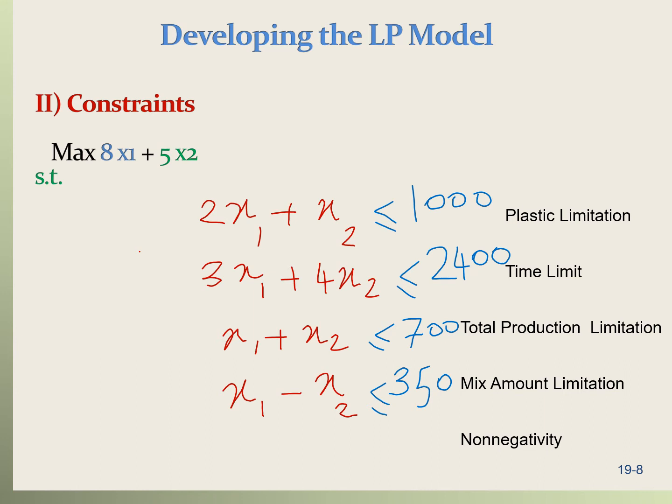And last, we have the non-negativity constraint. The non-negativity constraint says that the amount of space rays produced and the amount of zappers produced should not be negative. So x1 and x2 both should be non-negative. All right, so we have all the constraints here.